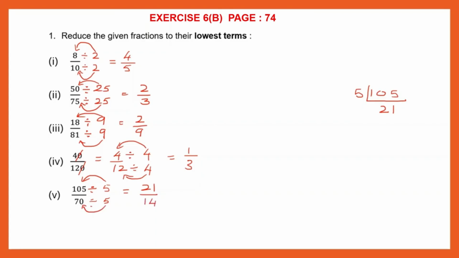Now we have a fraction 21 by 14 which can still be reduced. So both these are in the tables of 7. Okay, both can be divided by 7. So 7 3s are 21 and 7 2s are 14. Now we have a fraction, 3 by 2, which is in the lowest term and which cannot be reduced further.